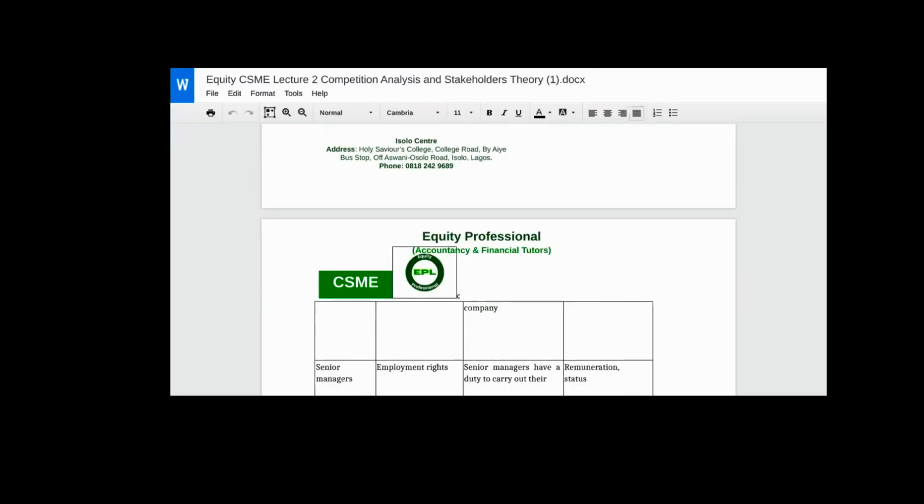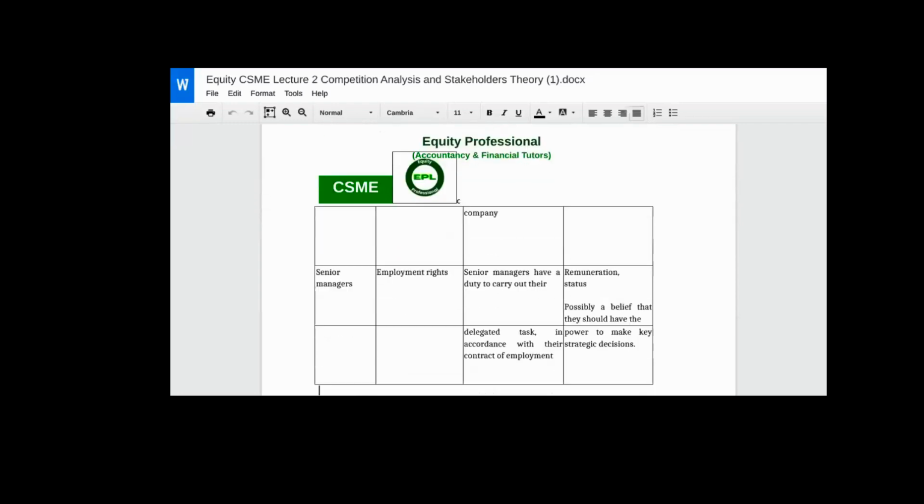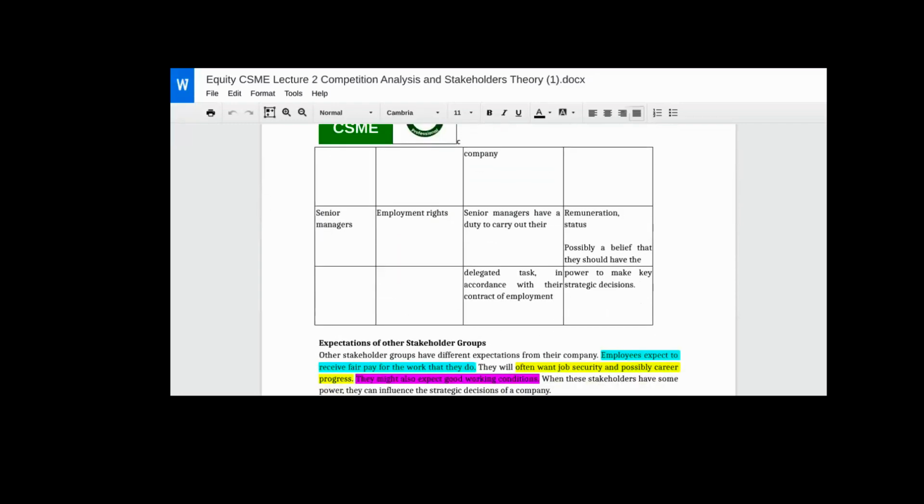Senior managers too, we have their expectations. We see all these expectations there. I've stated it in a tabular form, and at the same time, I ensure that all these things that we state in tabular form, I equally break them down for proper understanding.